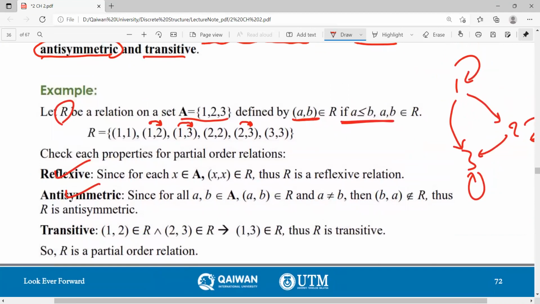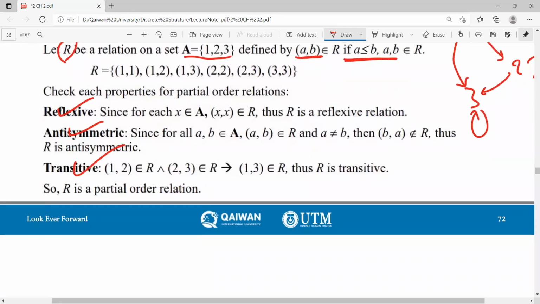And for transitive, we have 1 and 2, 2 and 3. And do we have 1 and 3? Yes. And also, we have 1 and 2, 2 and 2. Do we have 1 and 2 also? Look, 1 to 2, 2 to 2. Do you have 1 and 2? Yes. It must be satisfied for all 3 elements in the set. Okay. So here, the relation is also transitive.